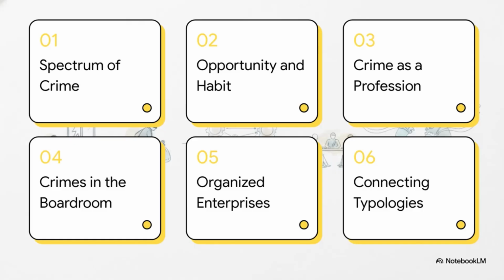Here's our roadmap for today's explainer. First, the spectrum of crime. Second, opportunity and habit. Third, crime is a profession. Fourth, crimes in the boardroom. Fifth, organized criminal enterprises. And finally, connecting the typologies.